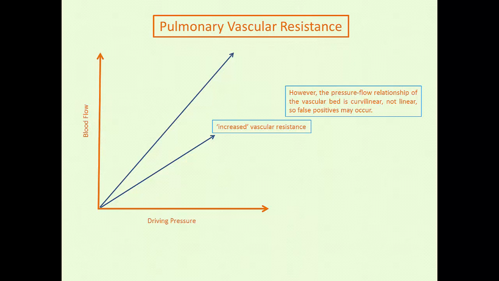But as I told you, the pressure-flow relationship of the pulmonary vascular bed and vascular beds in general is curvilinear, not linear, so you can get false positives. So if this curve here demonstrates truly what's going on in the pulmonary vascular bed, that is, as you're increasing driving pressure, you have to increase pressure, and then you hit this critical opening pressure, and then you start to increase blood flow. But then as the distensible vessels recruit in the pulmonary vascular bed and they distend their radius, then you actually have lowering resistance, and blood flow starts to increase exponentially.